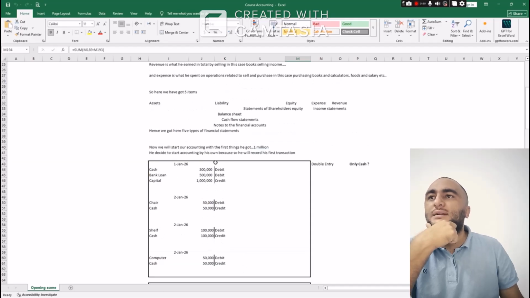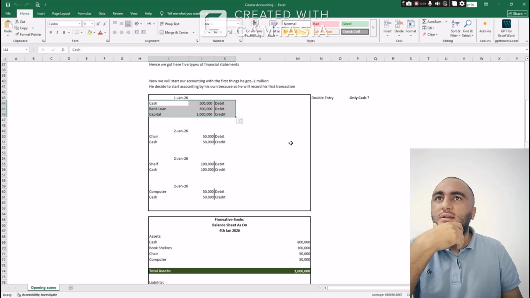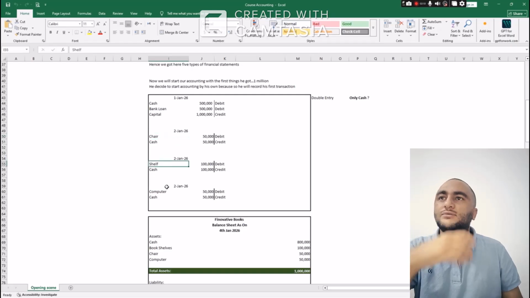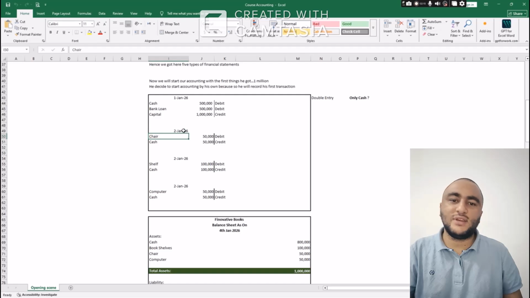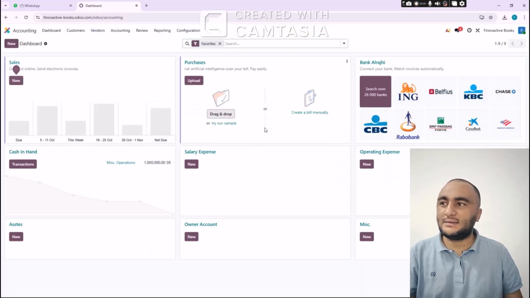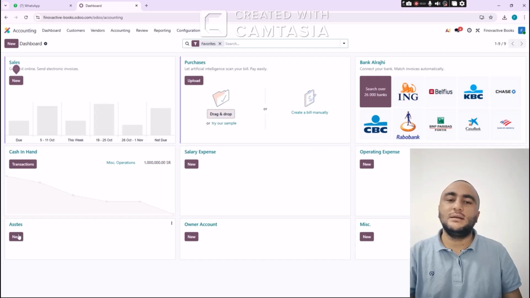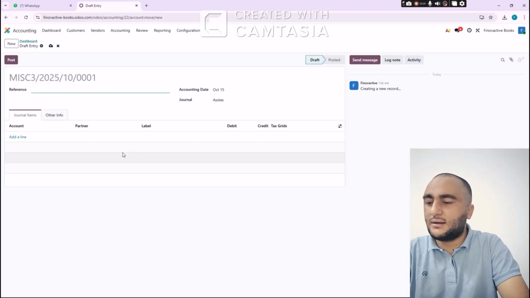So after this cash, on the second day, as our shop was ready, we bought some chairs, shelves, and computers. We will record them one by one. On 2nd Jan, we bought chairs for 50,000. So in Odoo, how to record this? You can record it in assets like this. How to do the depreciation of these assets, all these things you have to ignore for now. We will get back to it later.